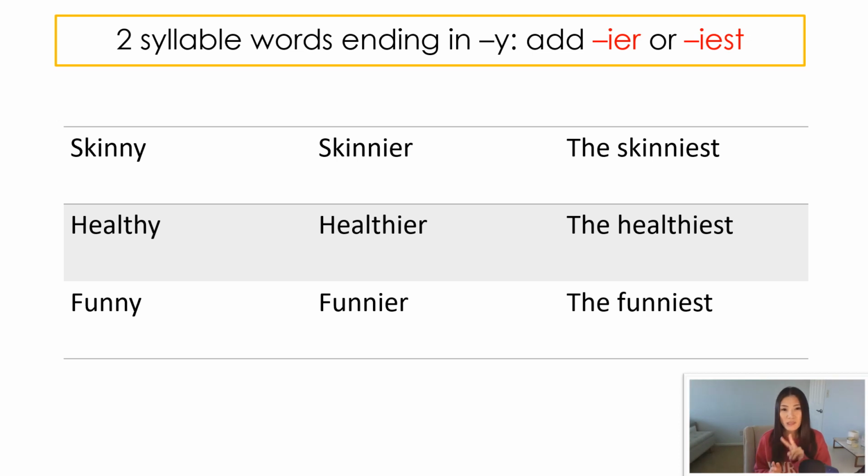So again, two-syllable words ending in y, we're going to add -ier or -iest. So skinny, skinnier, the skinniest, all with i. Healthy, healthier, or the healthiest. And funny, funnier, or the funniest.